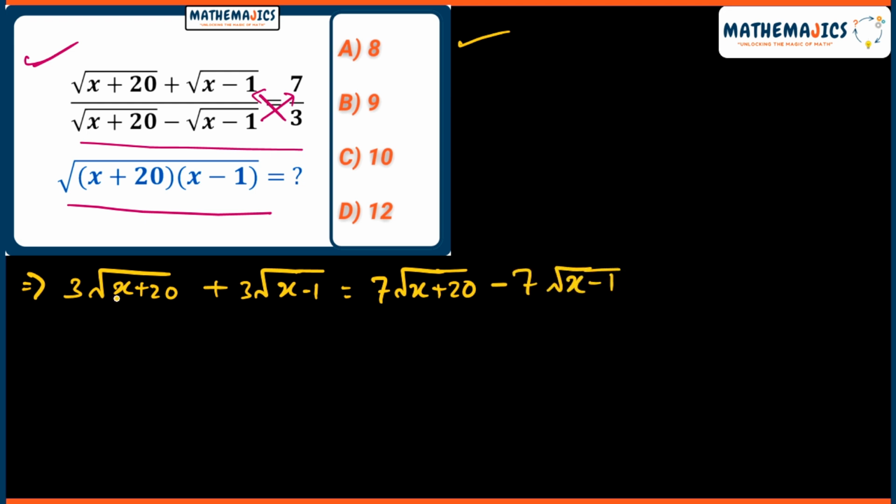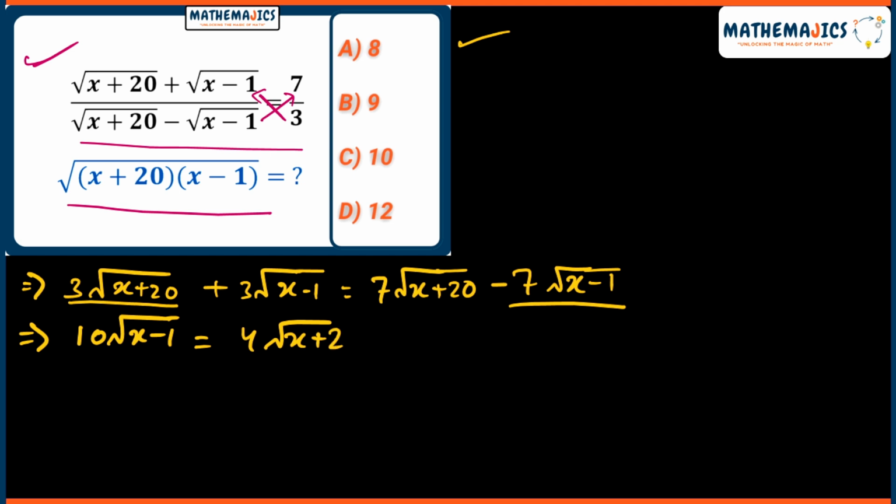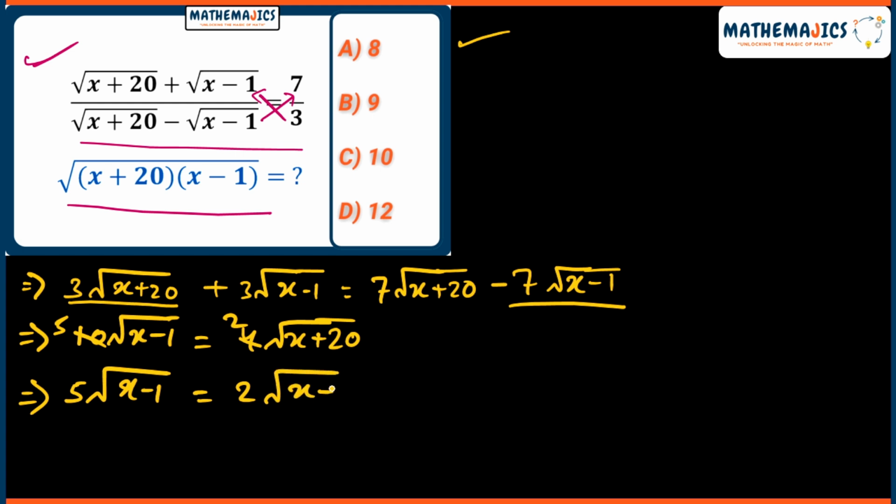Okay. Now, if we solve this further, we will get 10 under root x minus 1. I will bring this term to the left hand side and take this term to the right hand side. So we will get 4 under root x plus 20. Correct. Now, solving this further, we can first cancel these two terms: 2 times 2, 2 times 5, and we will get 5 under root x minus 1 is equal to 2 under root x plus 20.